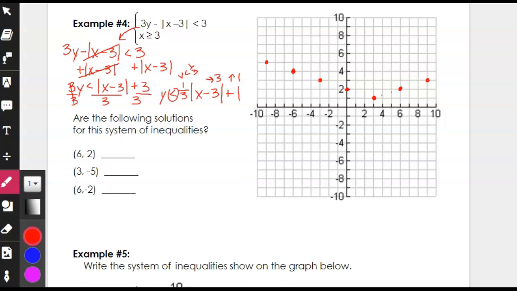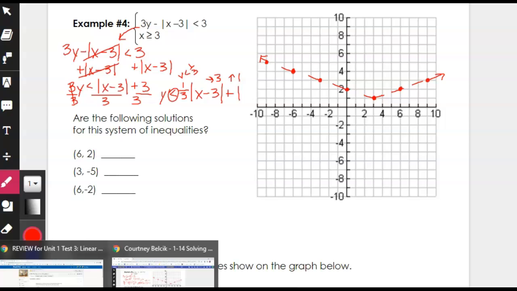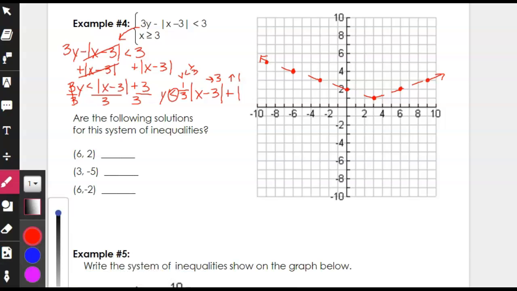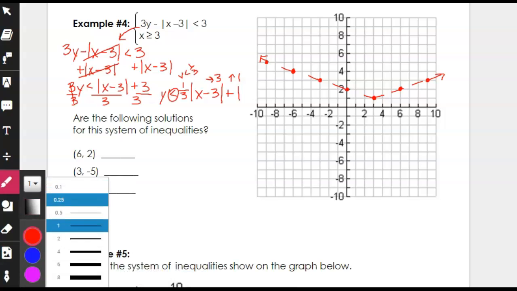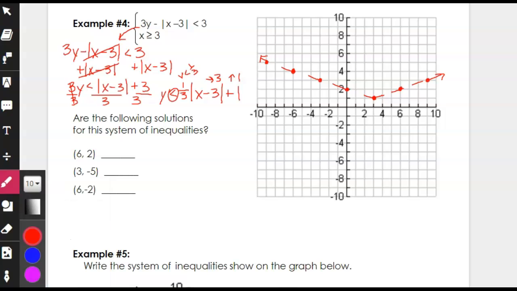My symbol is the less than sign. There's no equal to, so that means that I have a dashed or dotted V. And since it's the less than sign, that means that I need to shade below. I'm going to shade everything below.